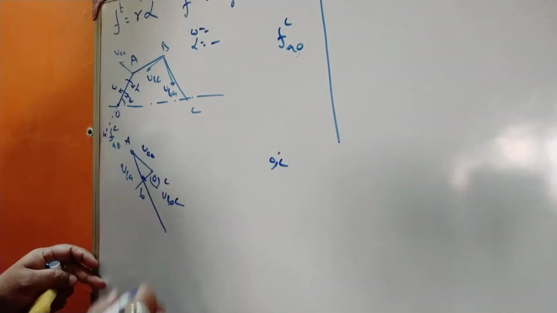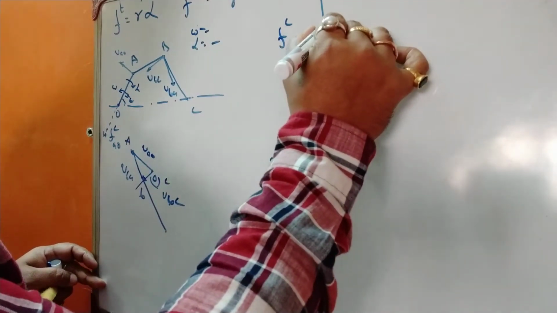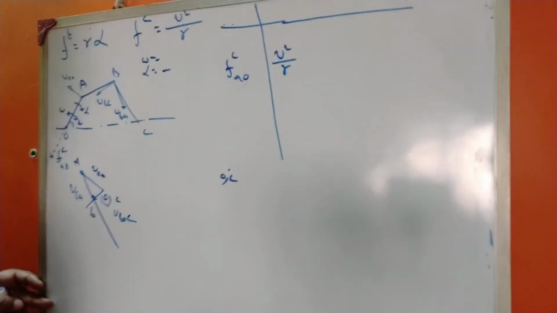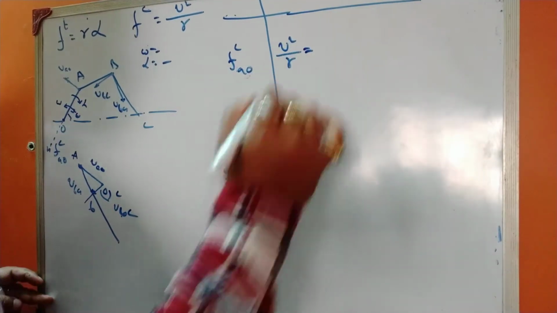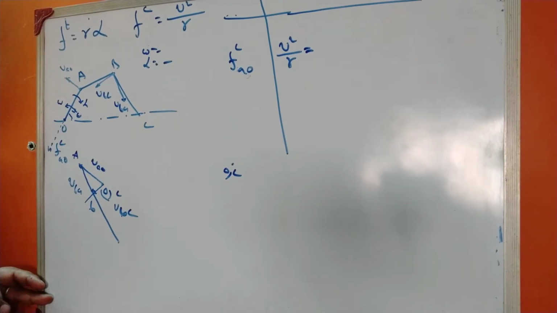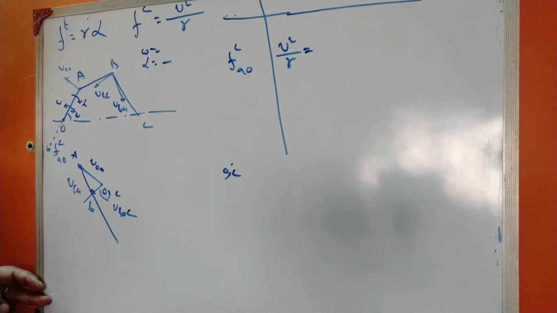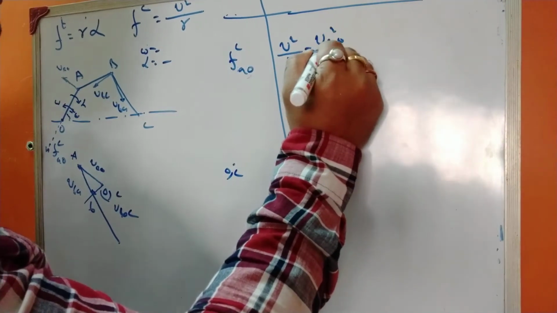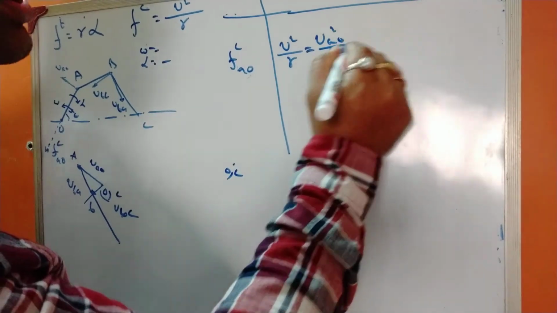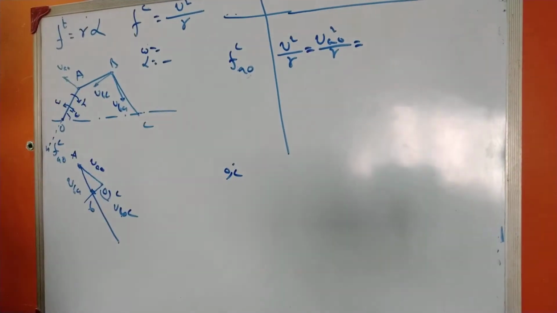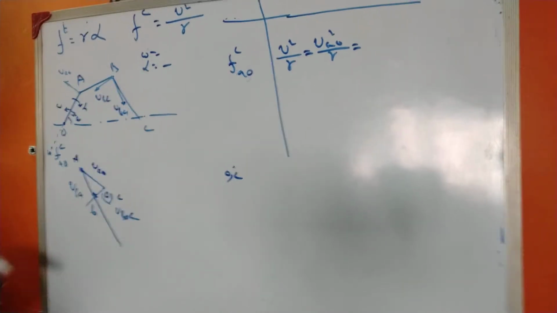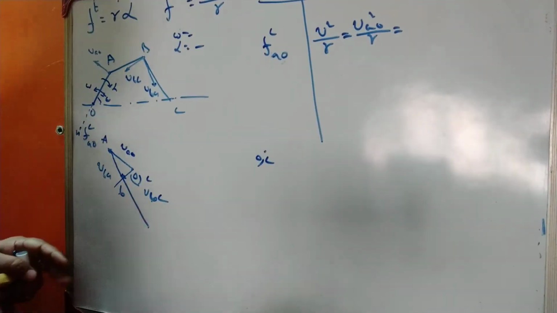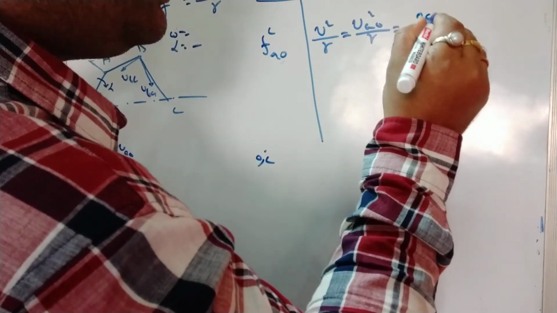Now what is its value? We know the centripetal acceleration is equal to V square by R. Now what is this V? It is the velocity of A with respect to O, squared, by R. Velocity of A with respect to O, if you see over this diagram, that is from O to A. This is my component. So velocity O to A square by R.